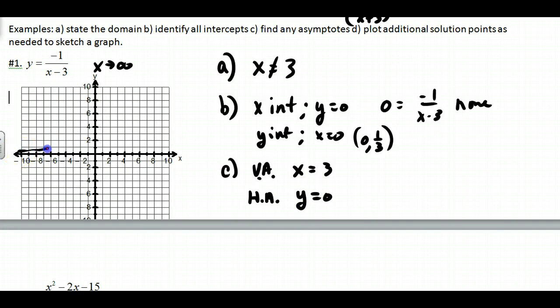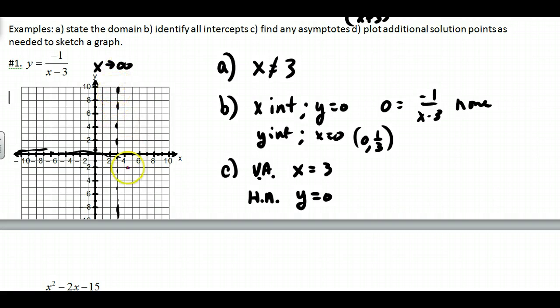So now we can sketch this. At y equal to 0, we're going to have a horizontal asymptote. At x equal to 3, we're going to have a vertical asymptote. I have a y-intercept at (0, 1/3). And then I should figure out how I'm approaching this vertical asymptote. You know that it's going to go to positive infinity or negative infinity. So let's take a point that's pretty close and see if it's positive or negative.